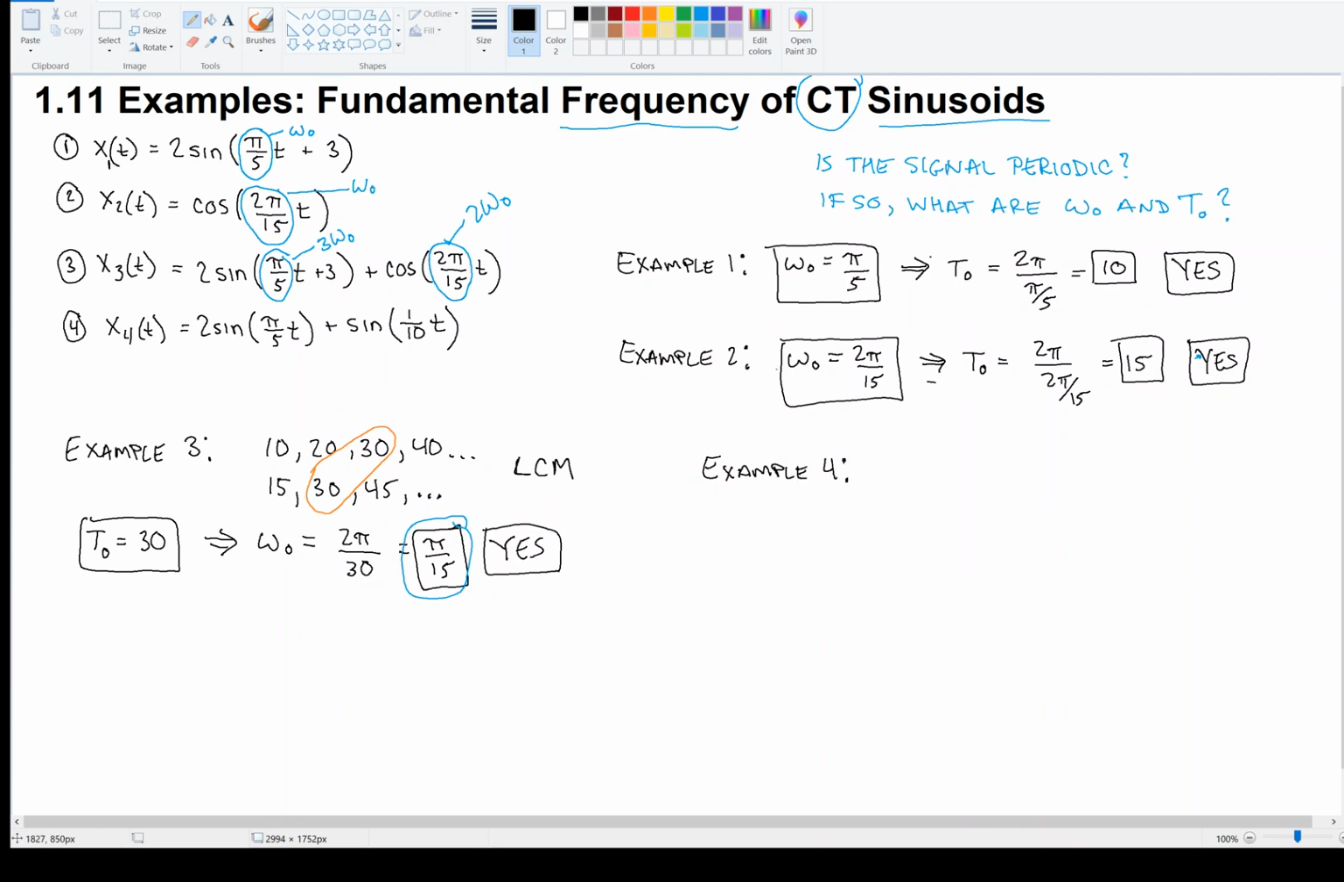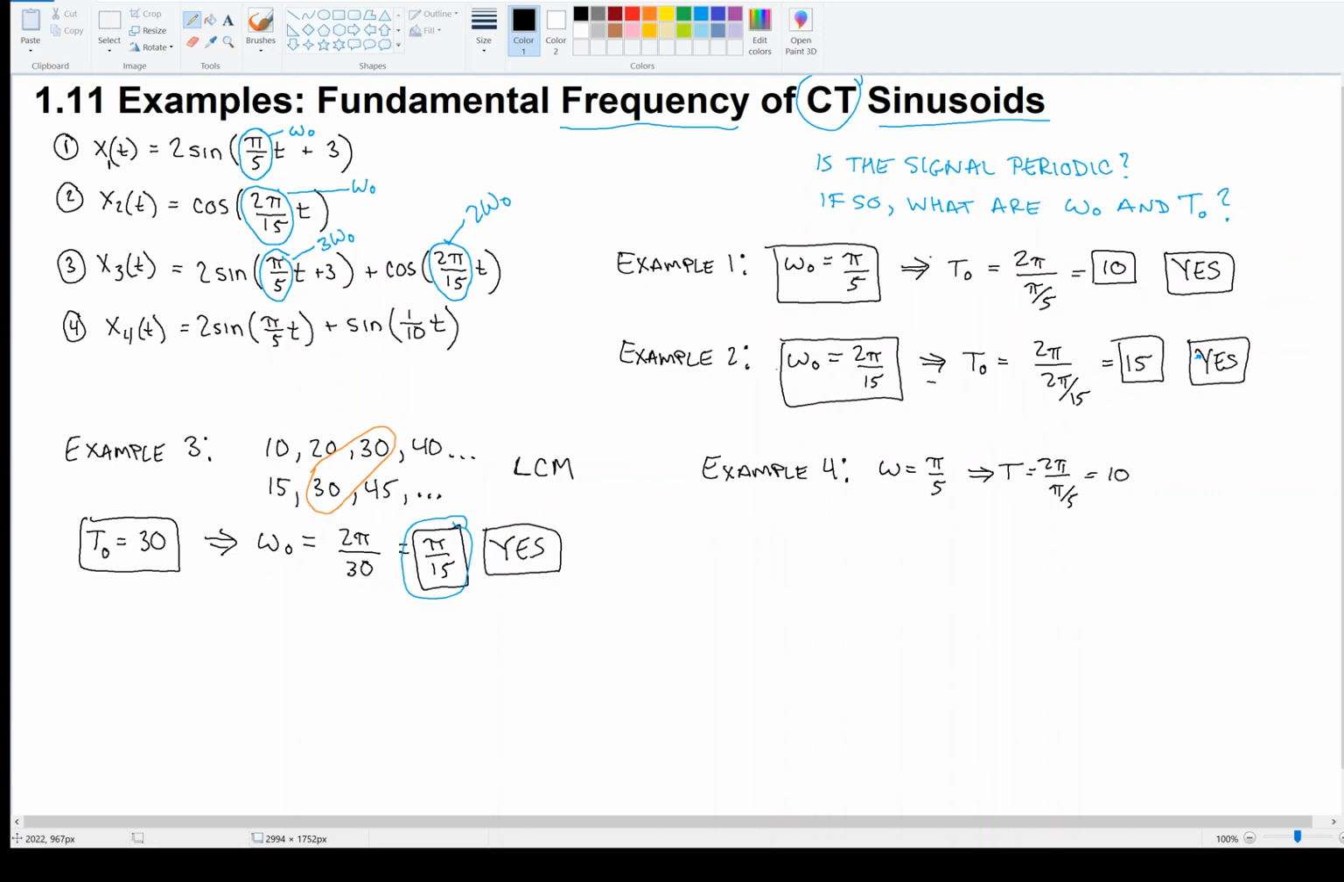So I've got the sum of 2 sinusoids again. Taken individually, the first one has a fundamental frequency. I'm not going to use omega 0 here, because omega 0 would mean the fundamental frequency of the entire signal. But the first one has a frequency of pi over 5, and that implies it has a period of 2 pi over pi over 5, which again is 10.